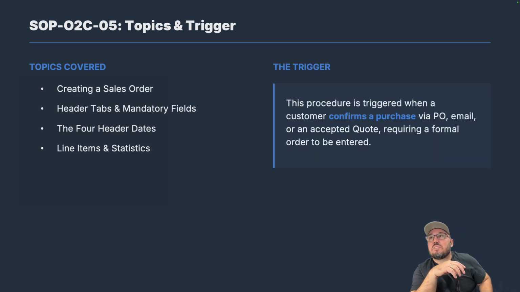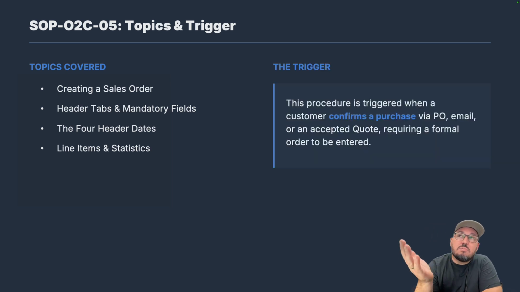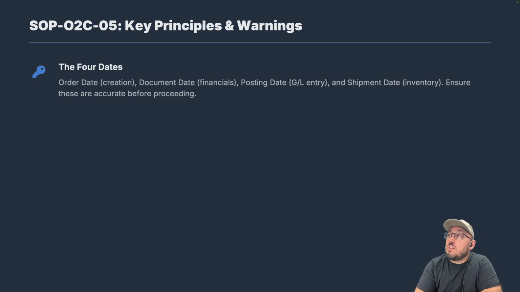Cool. So the procedure is triggered when a customer confirms a purchase. They send you a purchase order. They give you a PO or PO ID, or they've accepted a quote, signed a contract, whatever it is. You've got a formal approval, and we need to proceed. So, 4 dates. Let's just understand this principle.